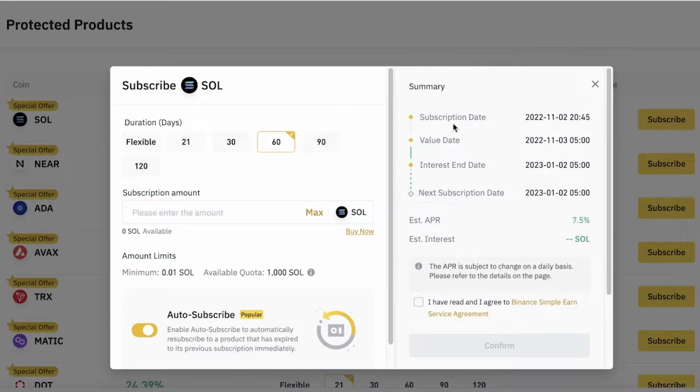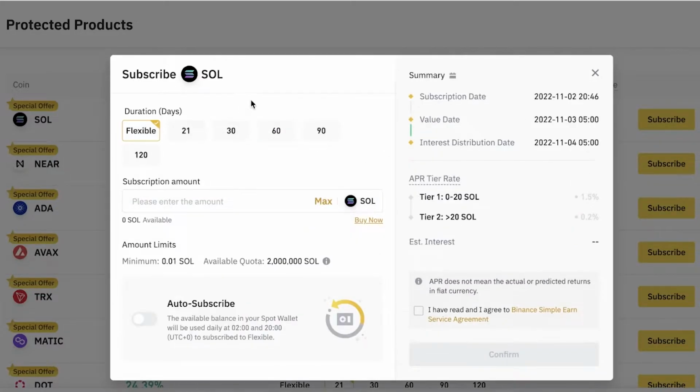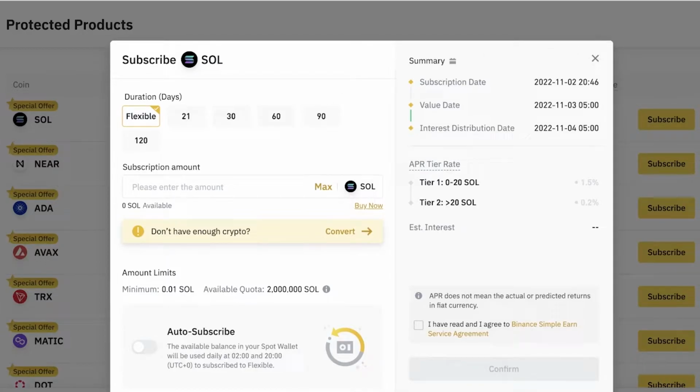So when you click on subscribe, you get the interest end date. On the interest end date and time, that is when you will be able to re-access your funds, and any kind of valuation that your funds might lose within those days, you actually are going to be accountable for that. So if you don't want to put your money in for a very long time or you want to access it soon, then you can put it in a flexible holding as well.